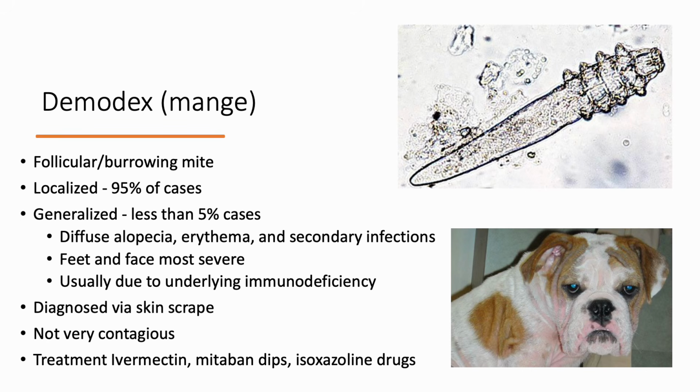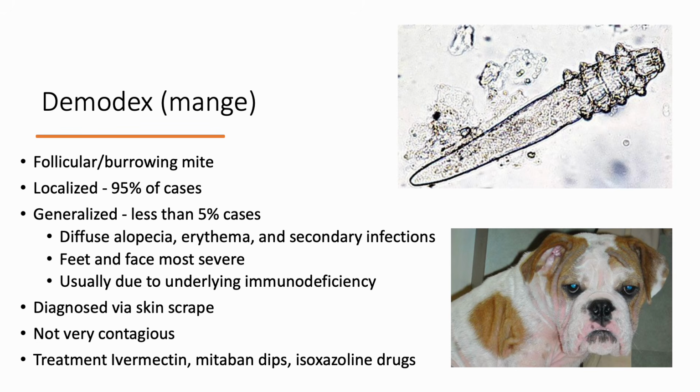95% of Demodex cases are localized, and the patients just have a little patch of alopecia here and there. But about 5% of the cases are generalized and have alopecia widespread around their body with secondary infections and erythema. The face and feet tend to be most severe, and the animals that get the generalized Demodex tend to be immune deficient, and so their immune system lets the Demodex run wild.